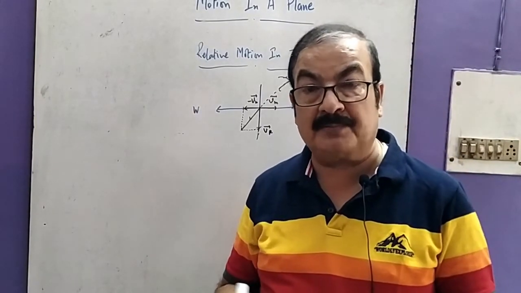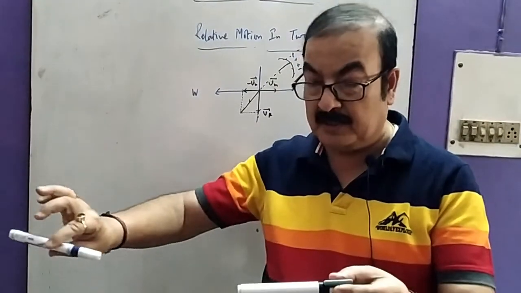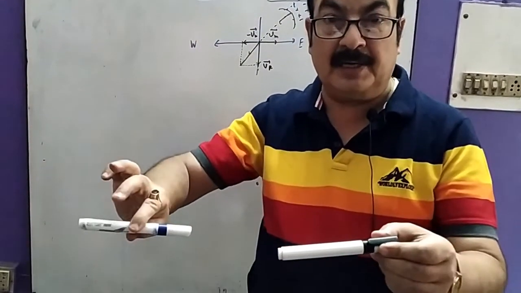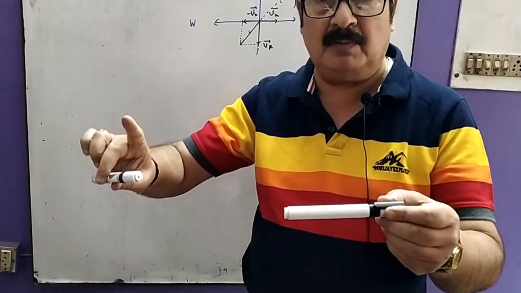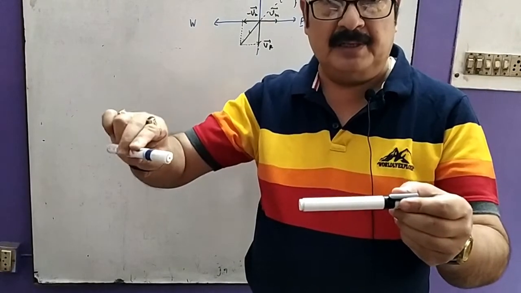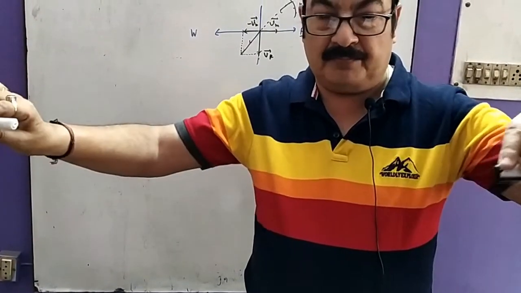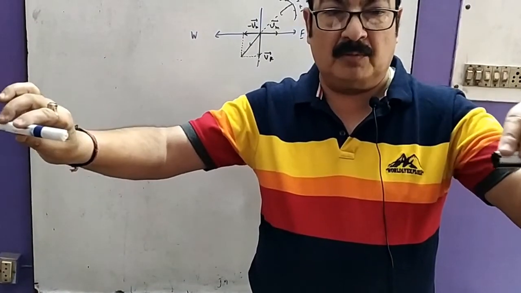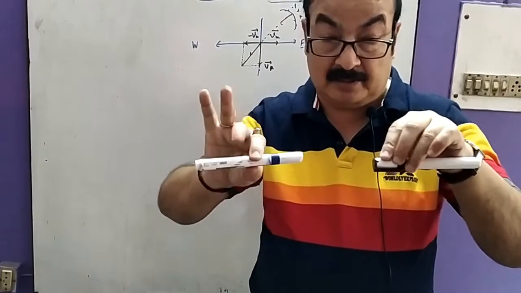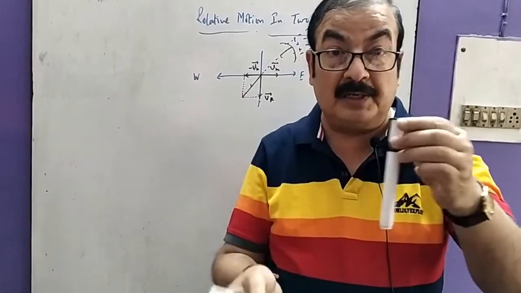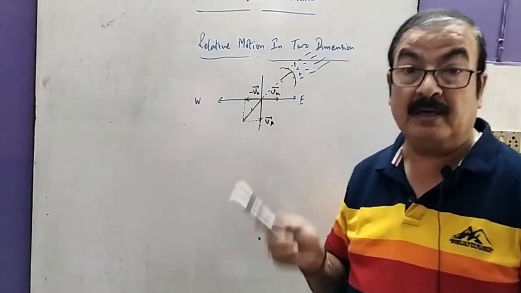In one dimension, what we have seen is that if car A is moving this way, car B is moving this way, and they are in the same direction, then the relative velocity of this with respect to this will be A minus B. This is B, this is A. And if they are moving face to face like this, coming oppositely, then VA plus VB. They are in one dimension. But in two dimensions, it is not like that. It is like this. This type of situation will be there.